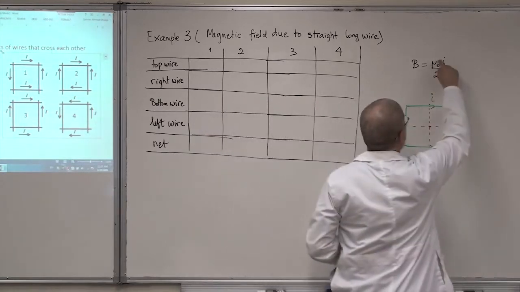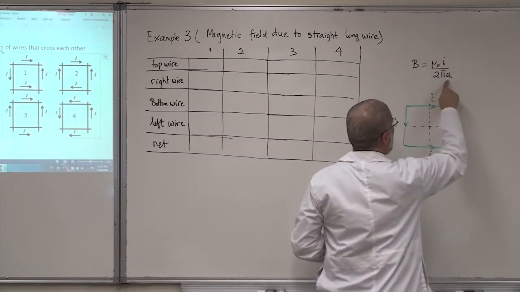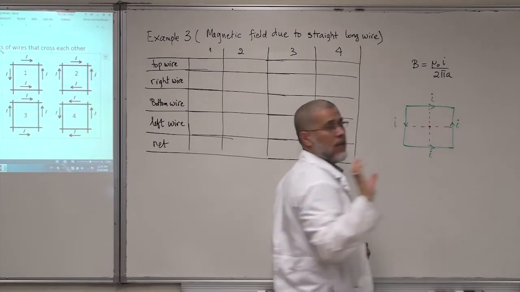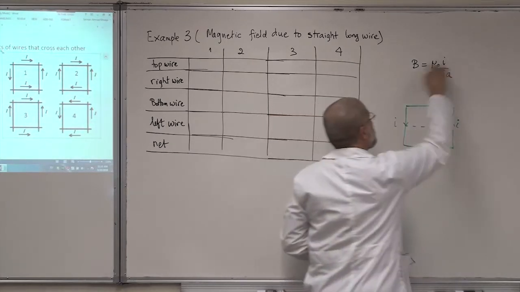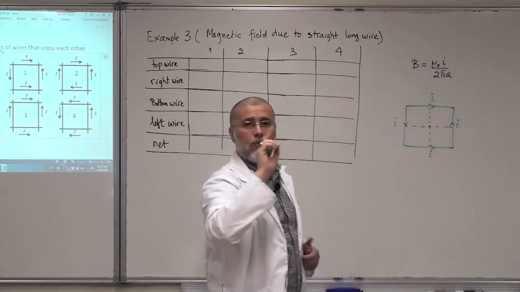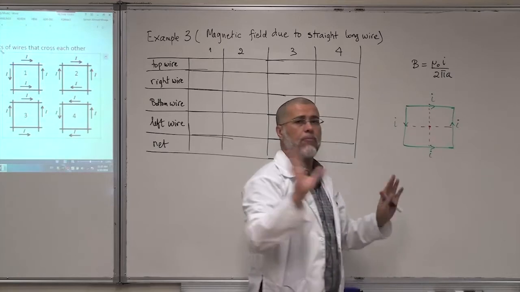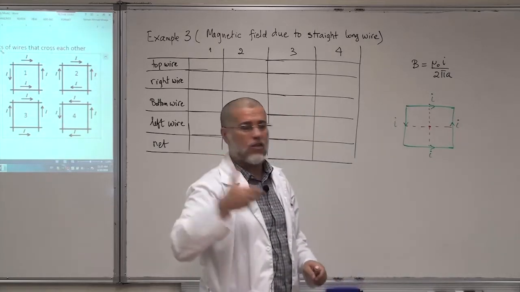You can see μ0 I over 2πa is the same for all of them. This distance is the same, and the currents are the same. So B is the same for each wire: for this wire and this wire and this wire and this wire, B is the same. Now let's look at the directions.